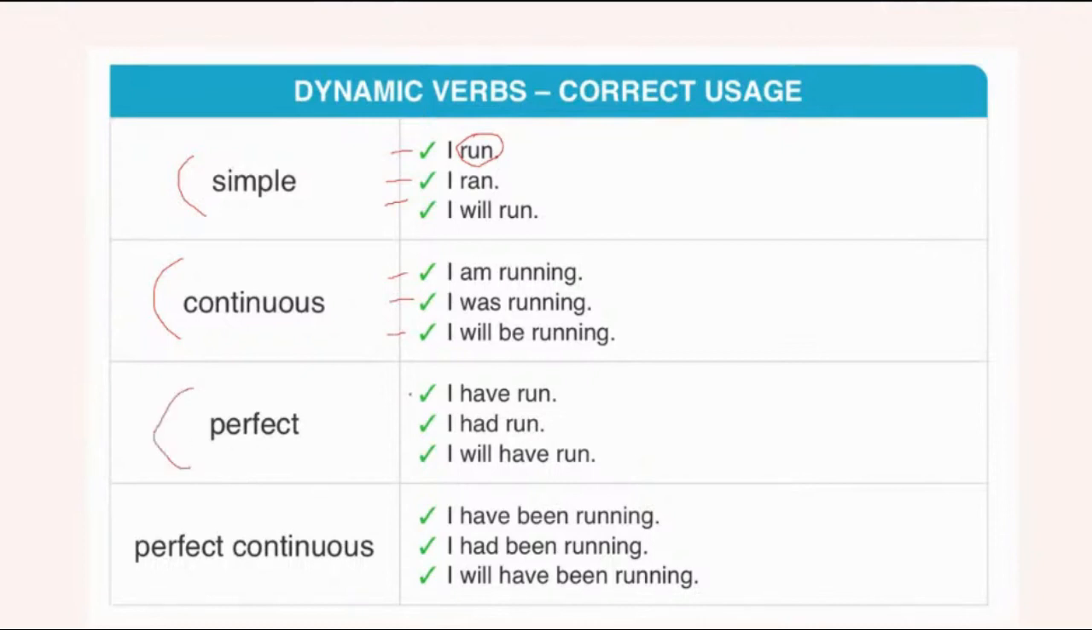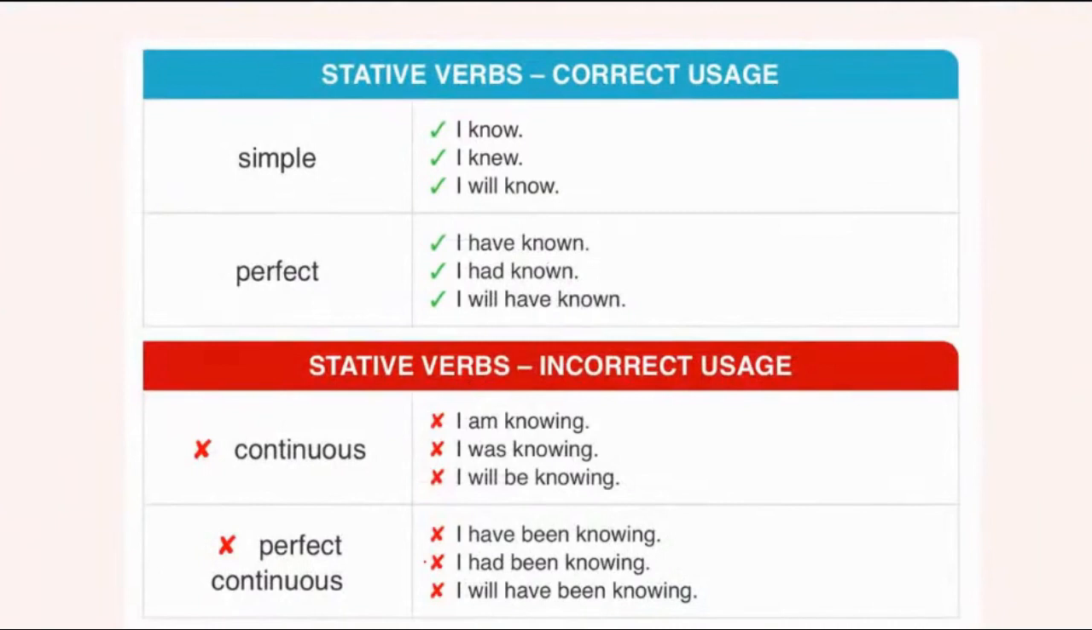Perfect forms. Present, past, and future. I have run, I had run, or I will have run. And perfect continuous. I have been running, I had been running, I will have been running. Whew. So all of these we can use with dynamic verbs, again, like eat, walk, and play, for example. But stative verbs are a little different.